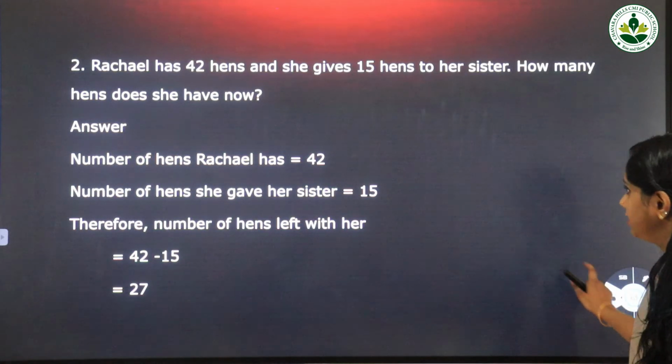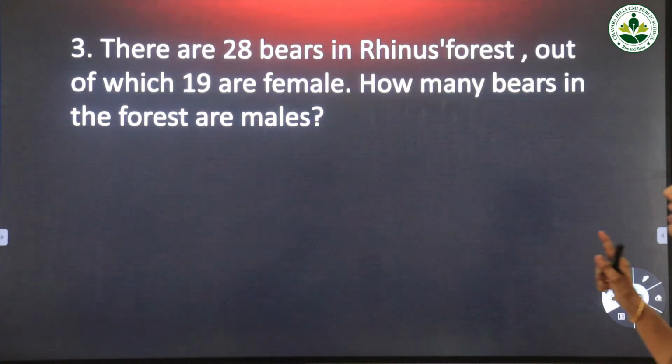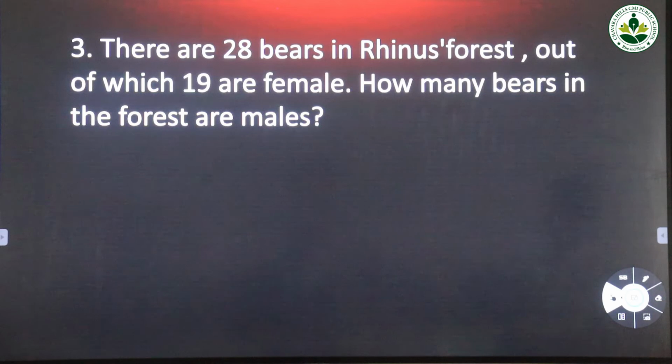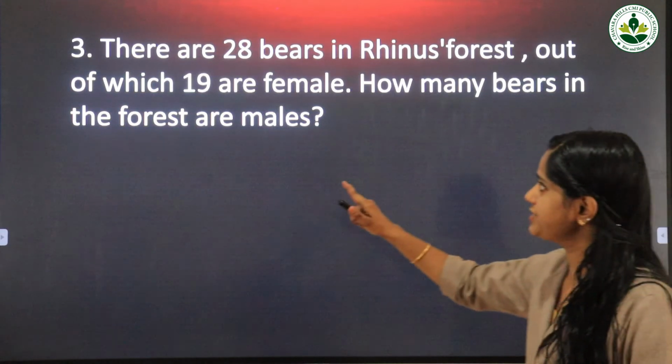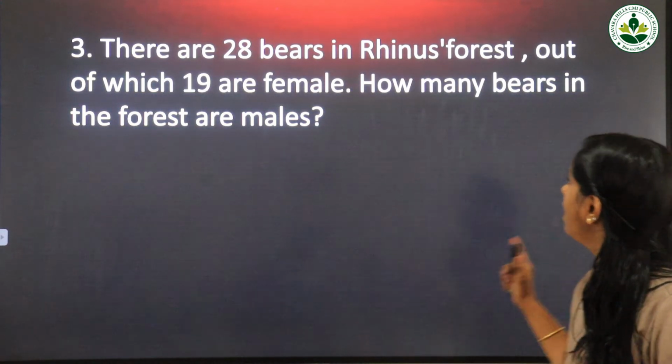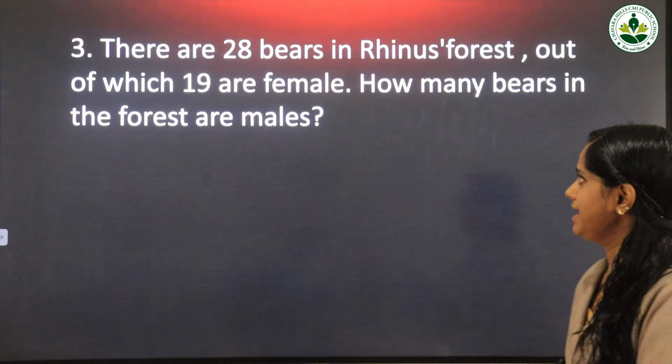Okay, another example. There are 28 bears in Rhino's forest, out of which 19 are female. How many bears in the forest are males?